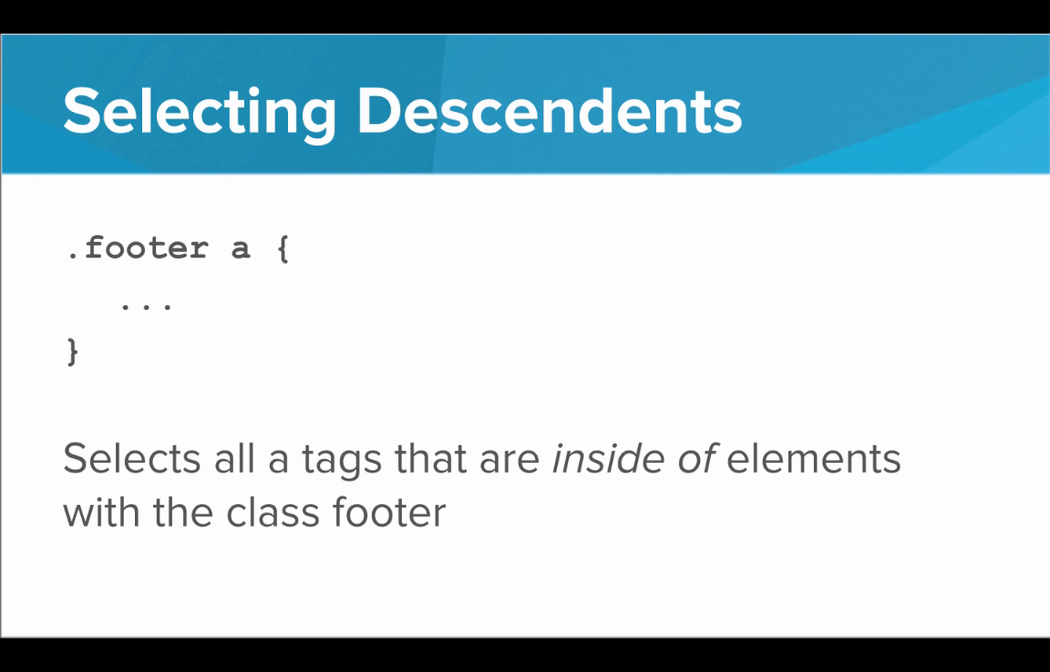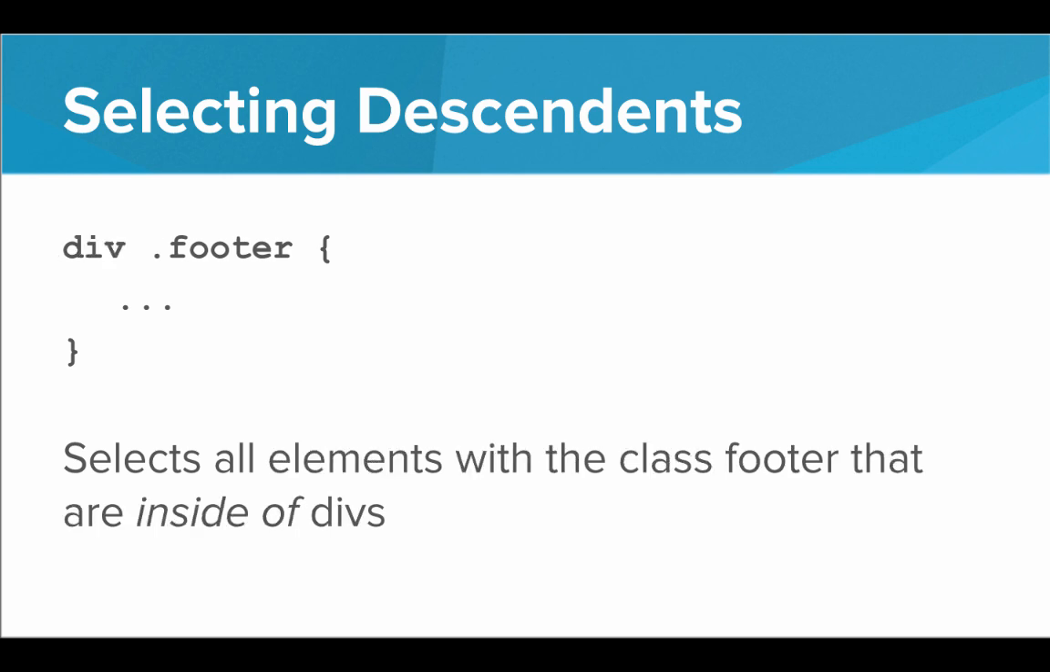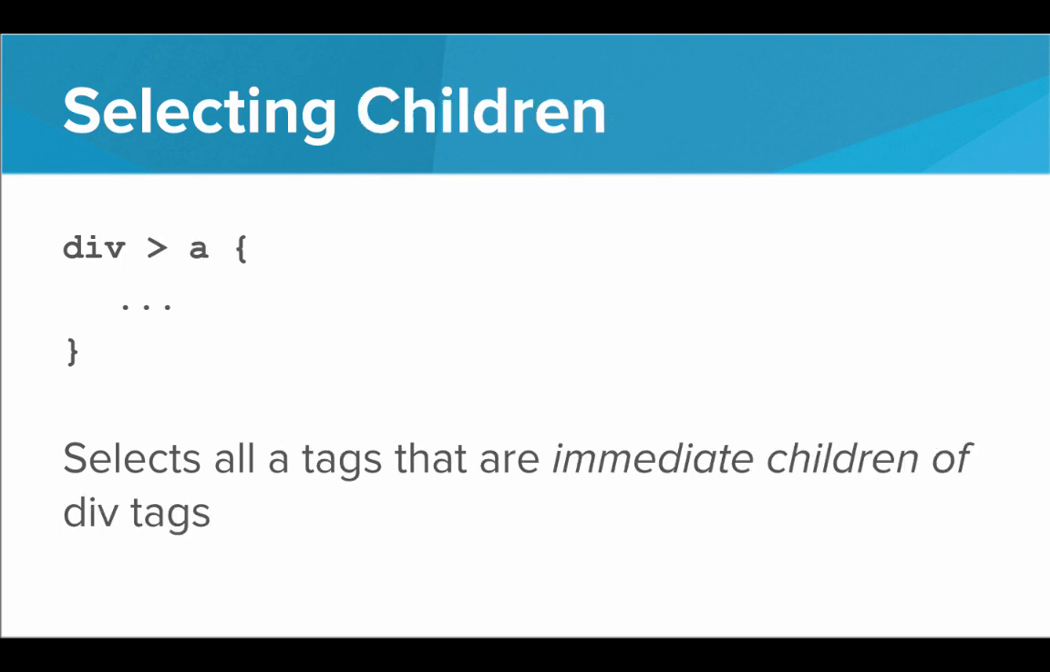This would be all a tags that are inside of elements with the class footer. And this would be all elements with class footer that appear inside of divs. And it doesn't matter where inside of them they are. They don't have to be the immediate children. They just have to be anywhere inside. They have to be descendants of the div tag. So that's how we can use the descendant selector.